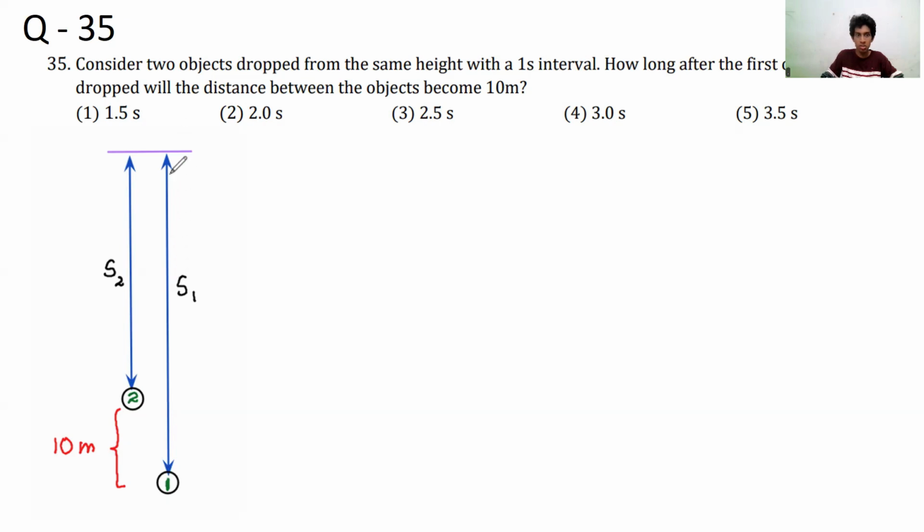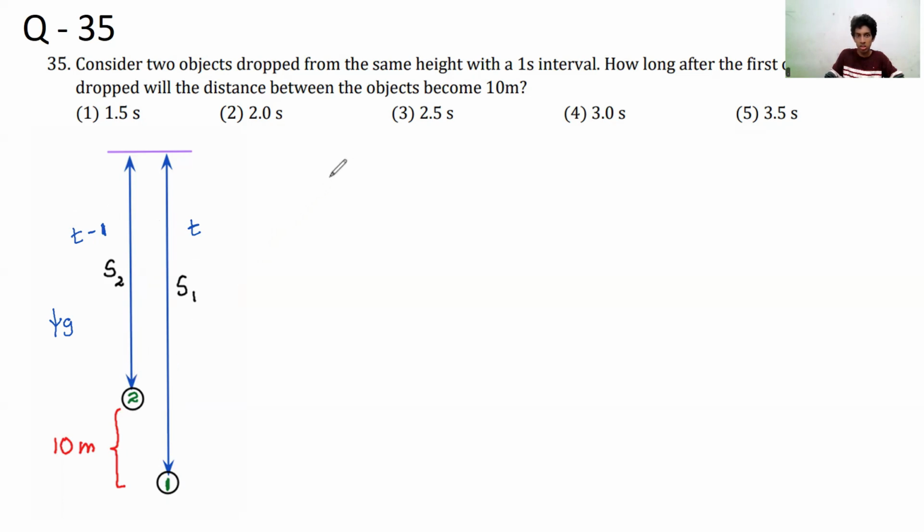So let's take the displacement done by the first object as S1 and the displacement done by the second object as S2. The gravitational acceleration will be g, which is equal to 10 meters per square second. Let's take the time taken by the first object to reach this point as t seconds. Therefore, the time taken by the second object to reach this point will be t minus 1 seconds, because the second object is released 1 second after the first object is released.